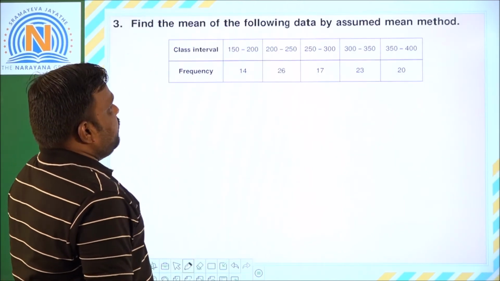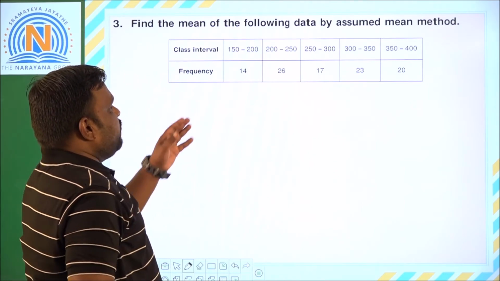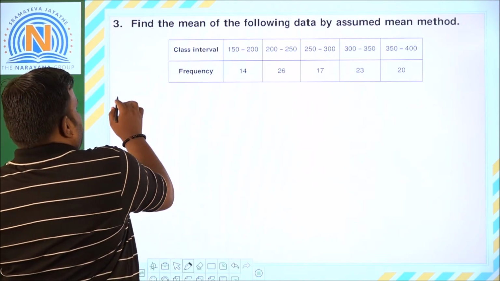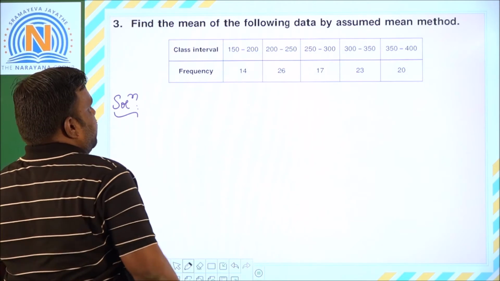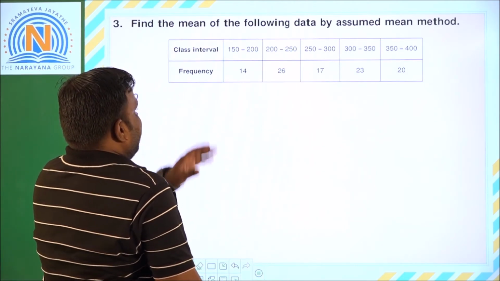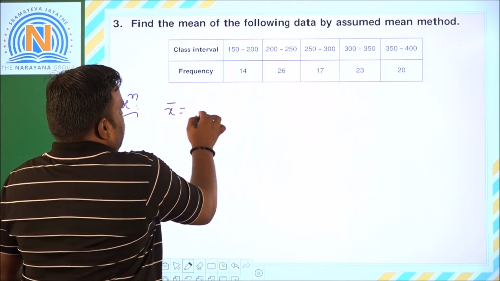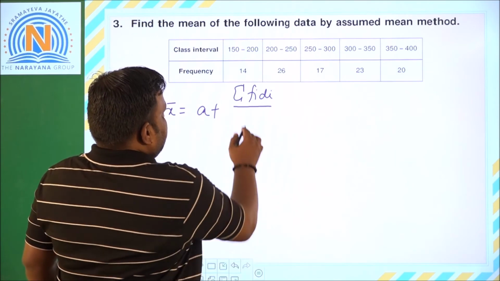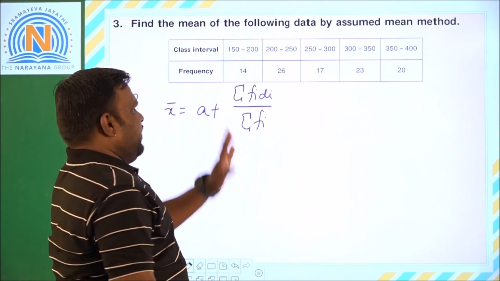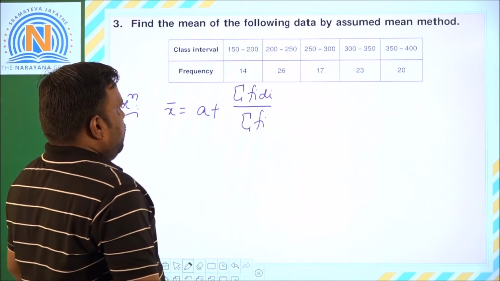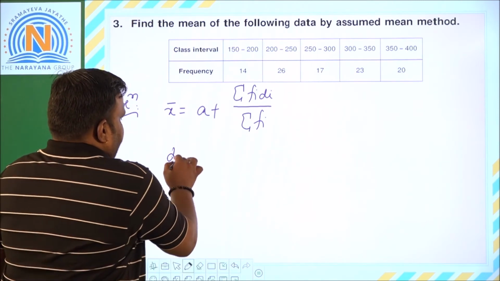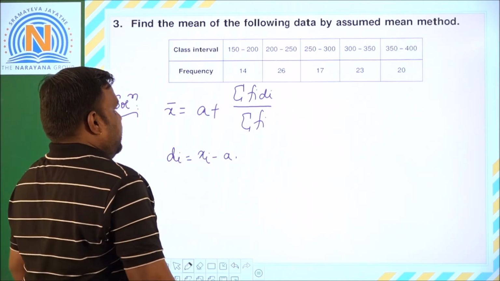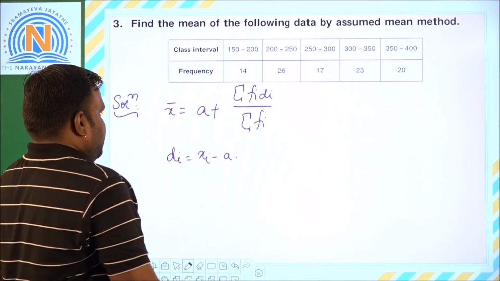Third one: find the mean of the following data by the assumed mean method. So you have to find this by the assumed mean method. First let us see what the calculation part of this assumed mean method is. When you go for the solution, we know the formula used for finding the mean by the assumed mean method: x bar is equal to a plus sigma Fi di by sigma Fi. Sigma Fi can be taken as n. This is the summation part. So now we require di here. What is di here? Di is equal to xi minus a, and sigma Fi is just the sum of the complete frequencies.